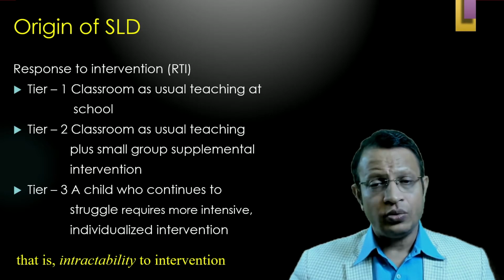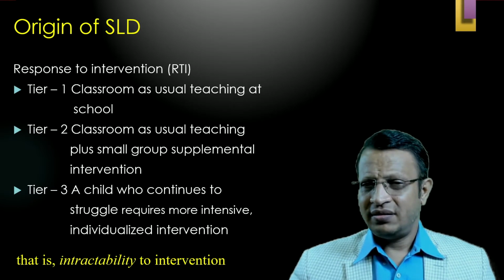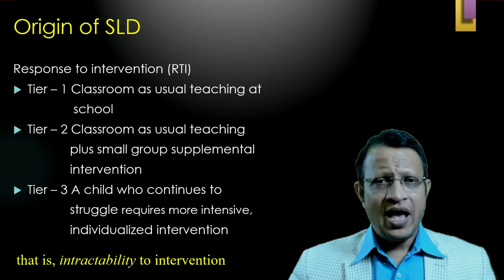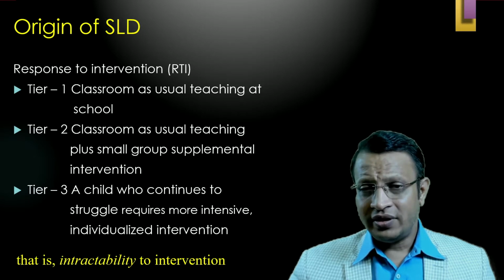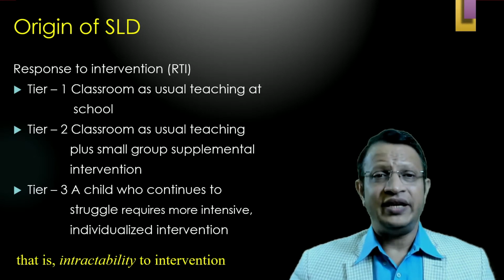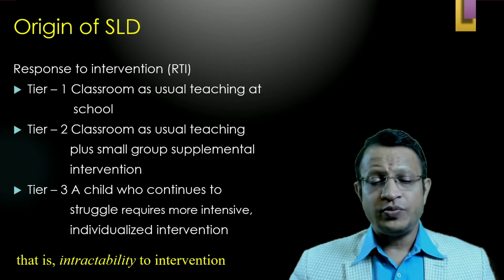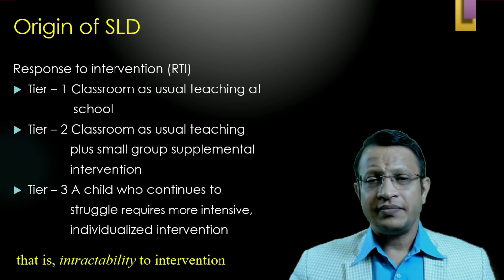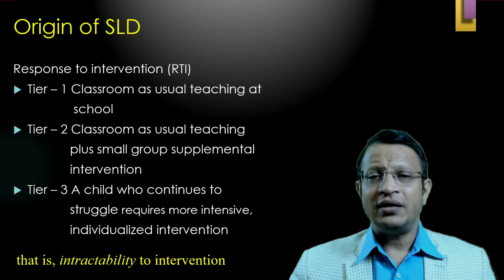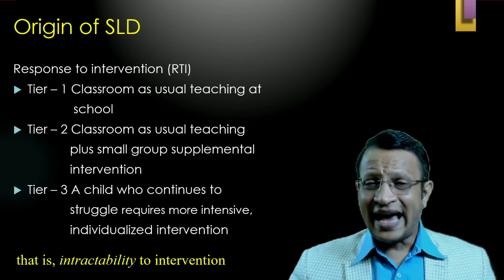Tier 1, Tier 2, and Tier 3. In Tier 1, it will invariably be a kind of mild SLD, that is, a specific learning difficulty. Casual teaching at the school should be able to give remedial measures. Further, in Tier 2, classroom teaching plus small group supplemental intervention. That means extra classes, separate classes for the child, a small group focused intervention can be Tier 2.